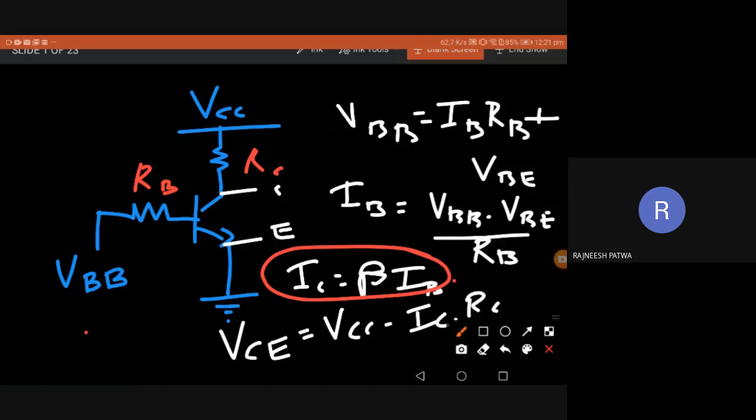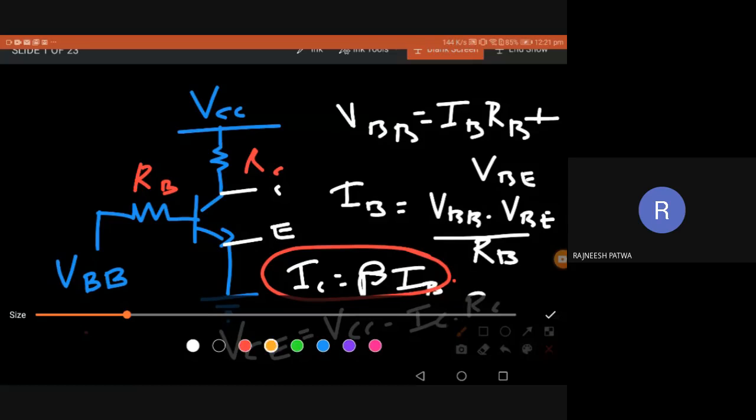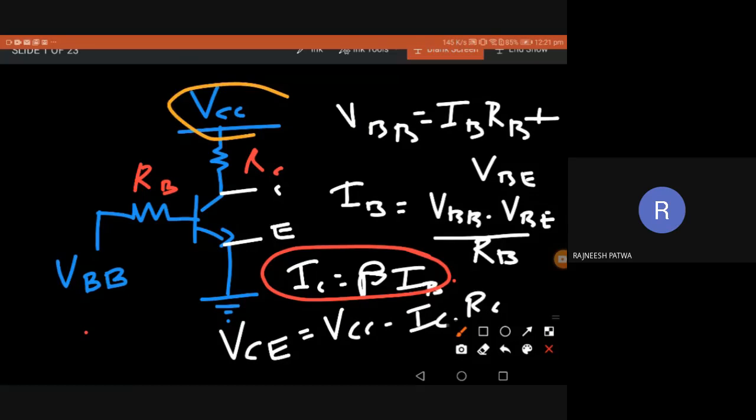So this circuit is beta dependent. It is very simple: the base circuit is simple, the collector circuit is also simple. But it is beta dependent, which is one of the disadvantages. Another disadvantage is that I'm using two supply voltages, VCC as well as VBB. In a practical case, it may be difficult to have different voltages at the base and collector. And we are using two resistances also.